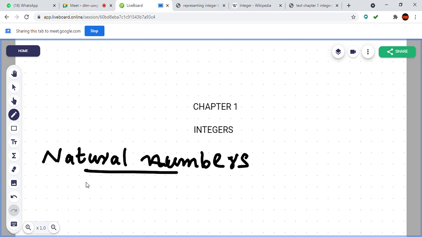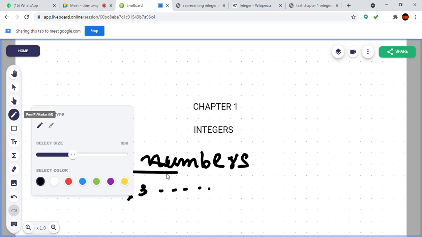Below you write the numbers 1, 2, 3, etc. The numbers 1, 2, 3, etc. are known as natural numbers or counting numbers.